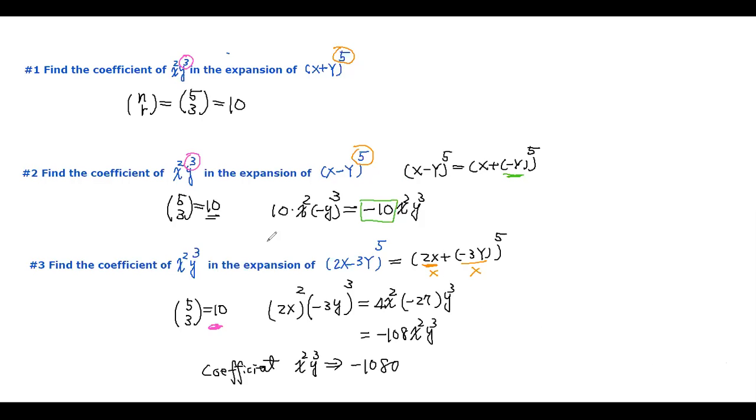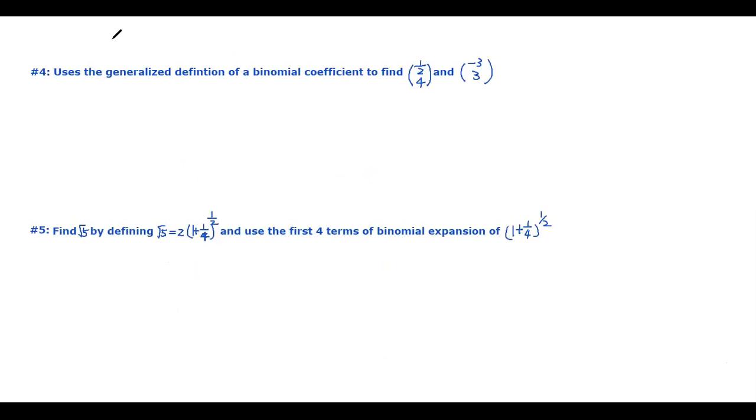Okay, now let's take a look. Number 4 is here. They say use the generalized definition to find the binomial coefficient. The first one is 1/2 choose 4, right? For 1/2 choose 4, this is my n, this is my r. Let's see how we do that.